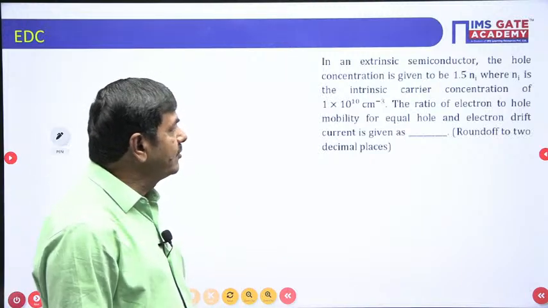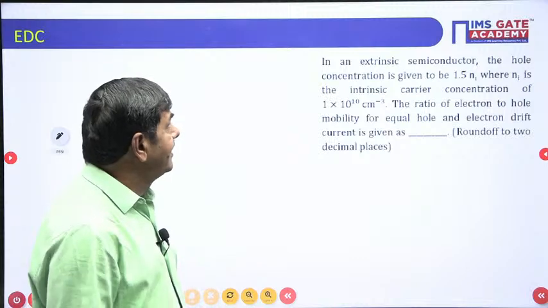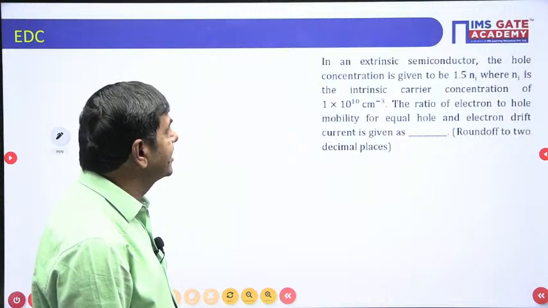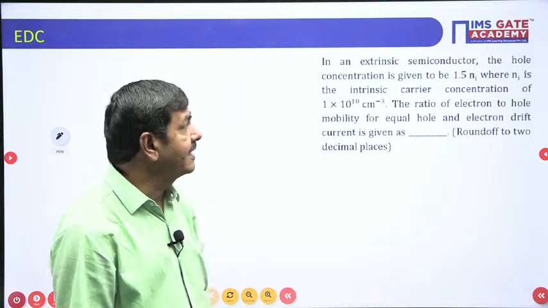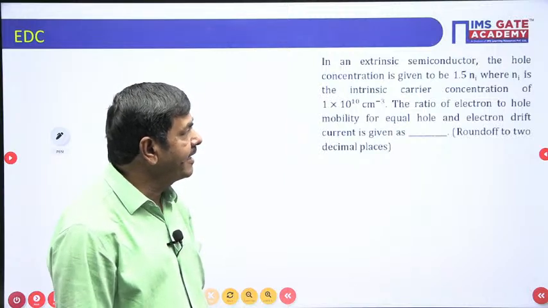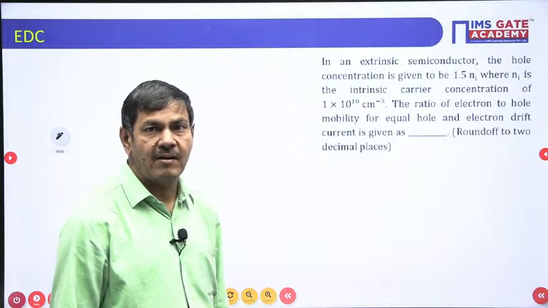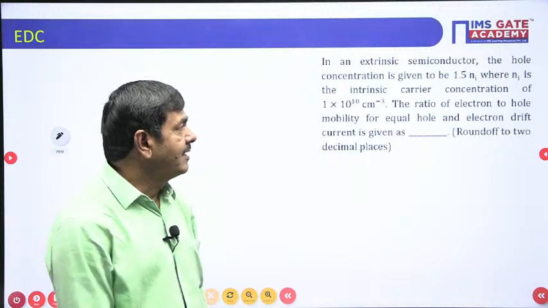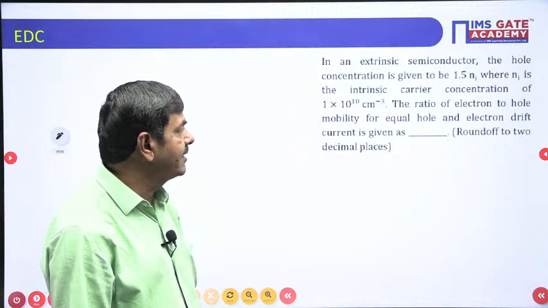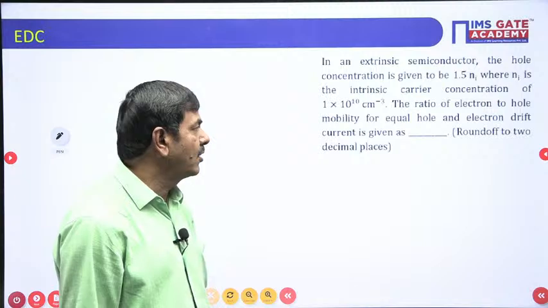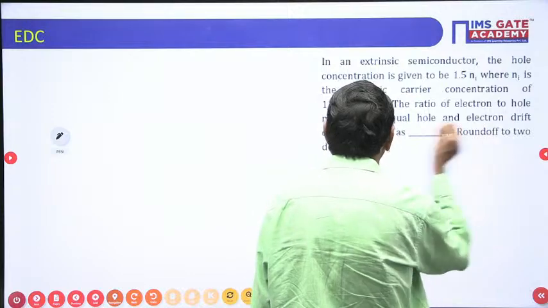It is also a GATE question, I think GATE 2023 or 22. In an extrinsic semiconductor, the hole concentration is given to be 1.5 times Ni, where Ni is the intrinsic carrier concentration of 1 into 10 power 10 per cm cube. The ratio of electron to hole mobility for equal hole and electron drift current is asked, rounded off to 2 decimal places.